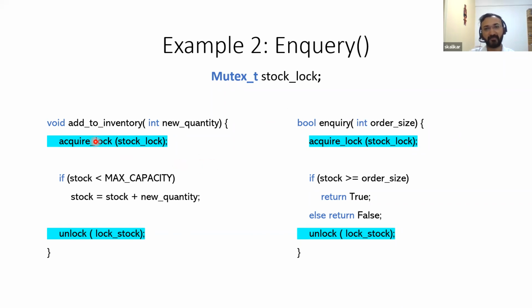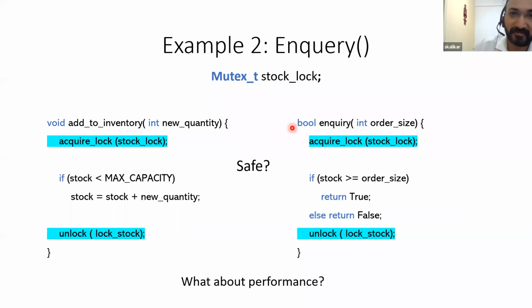As I said, I designed the protocol: if you want to share the data, you place the lock before and after the access. And there are two such operations. In this case, at a certain time instance there is no one actually adding inventory, but there are many more inquiries happening, right? So in this case also, acquire lock and release lock are placed around this shared access. And the question is, is it safe, right? Yes, it is safe.